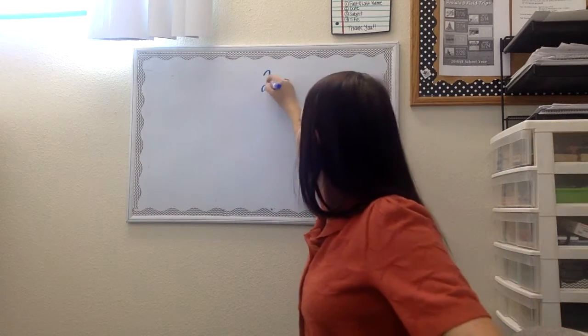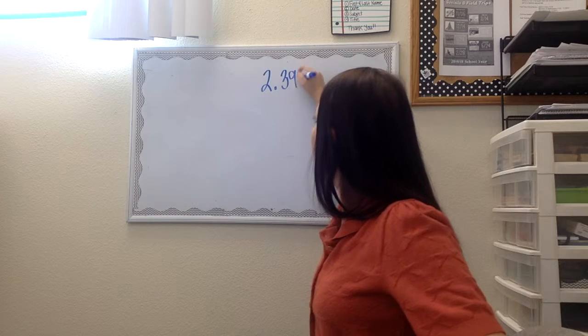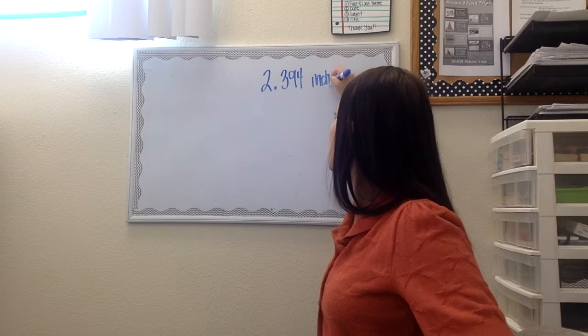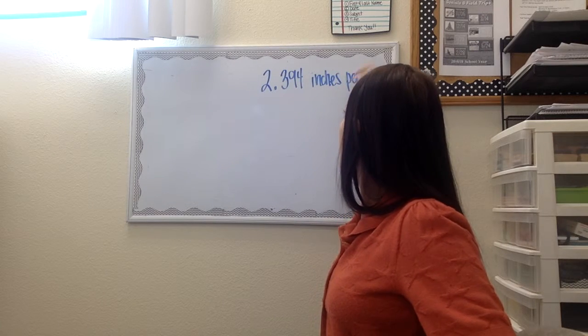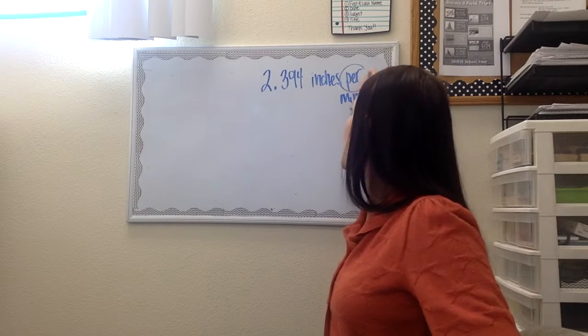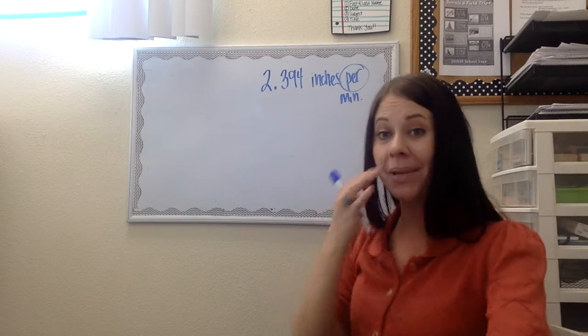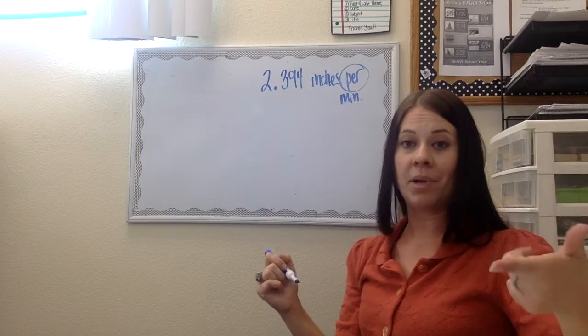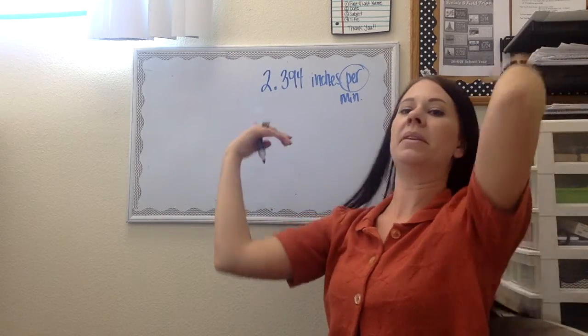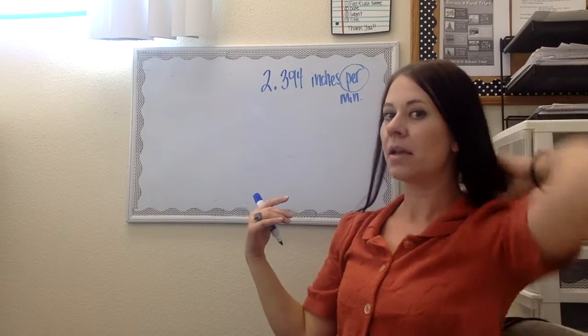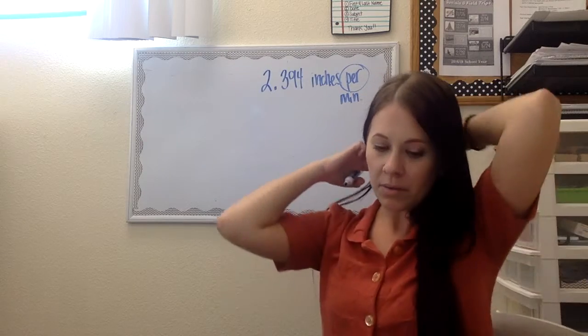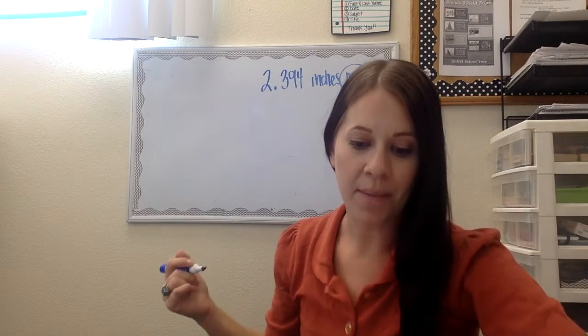Okay, let's look at number 15. So number 15 says that a snail moves at the pace of 2.394 inches per minute. So this word per already tells me they're probably going to give me the minutes and I'm probably going to be multiplying. Okay, so per minute means multiply by the minute. All right, so now I need to know how many minutes.